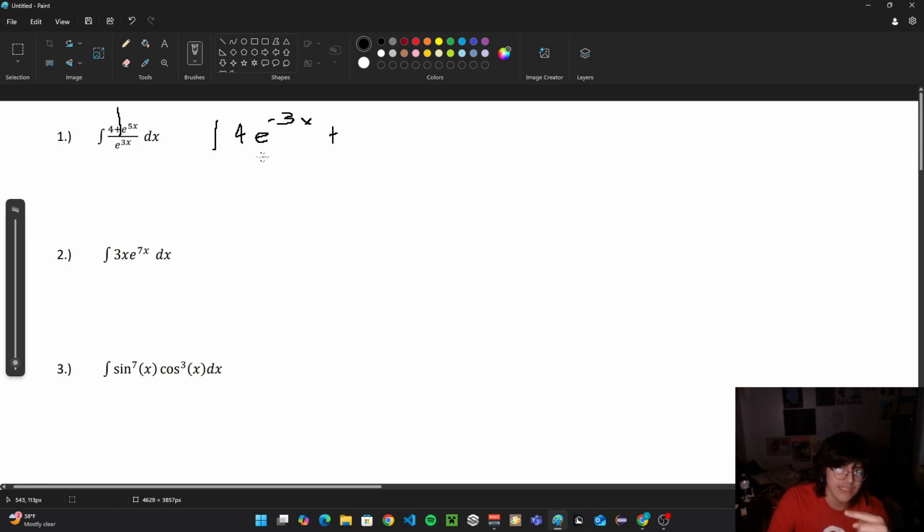Again, we're going to do the same thing. So it'd be 5x minus 3x, so that would just be the integral of e to the power of 2x. And these are all with respect to x. I forgot to write that.